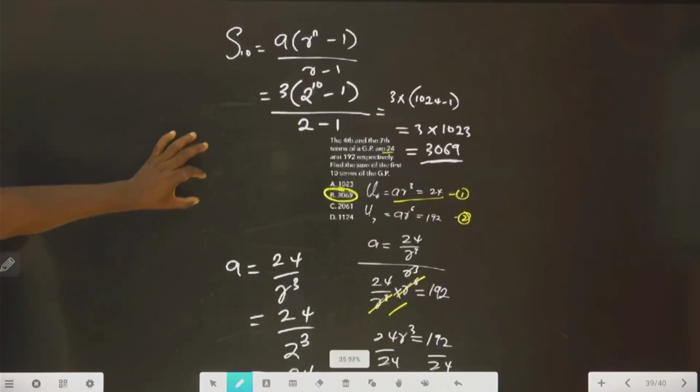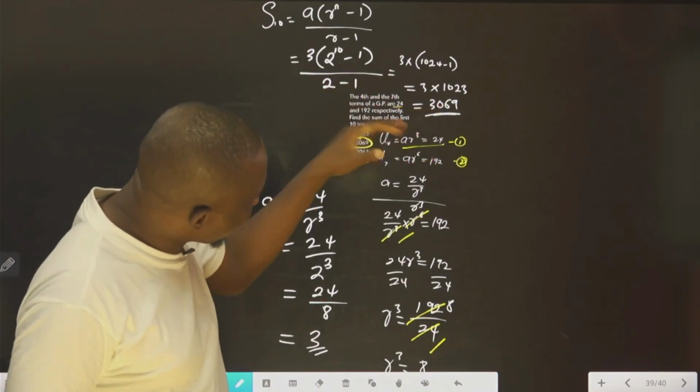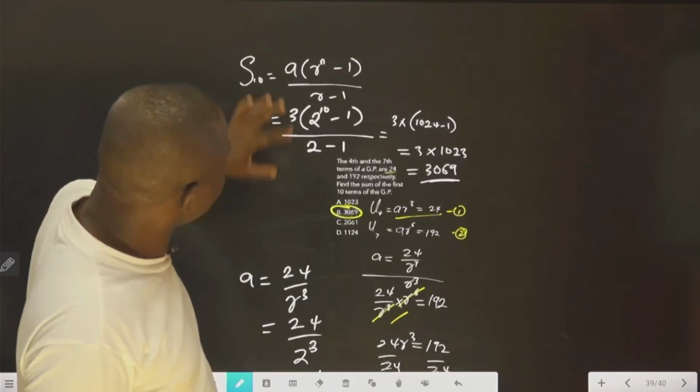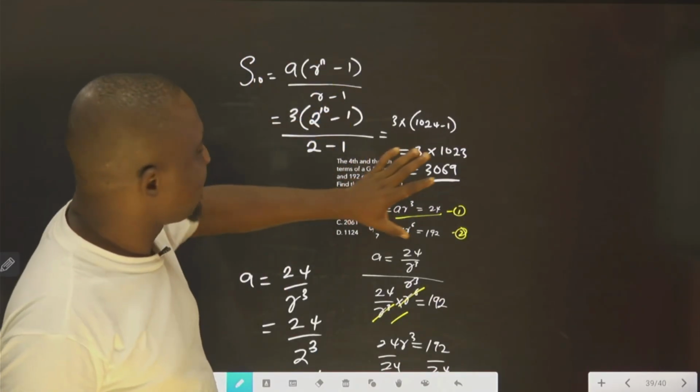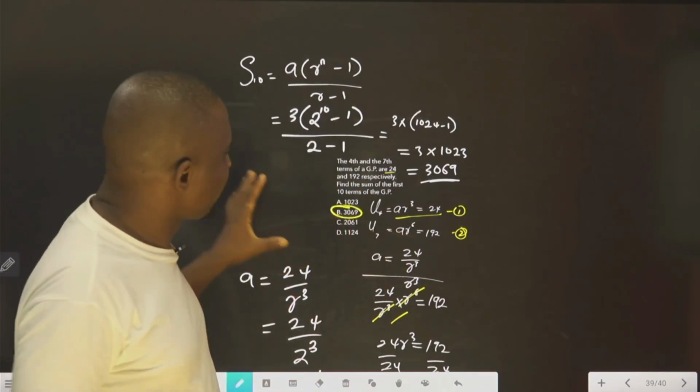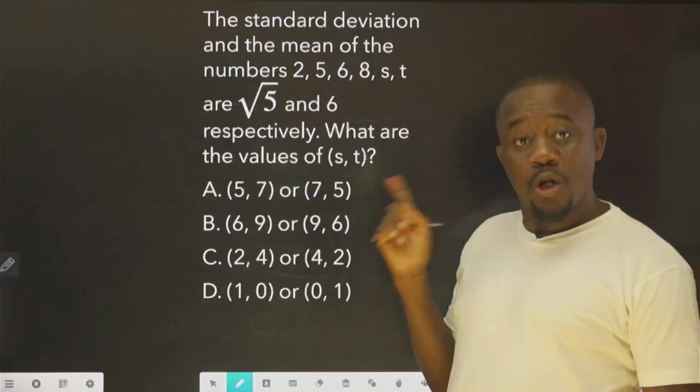Okay? First of all, you find A and R from these two equations, according to this question. Then you substitute in this formula to get the sum of the first 10 terms of this geometric progression.